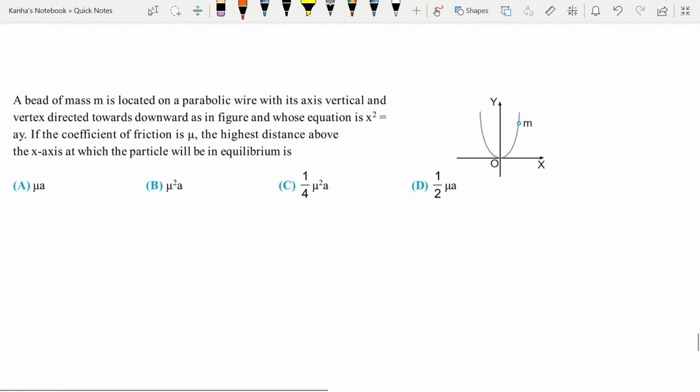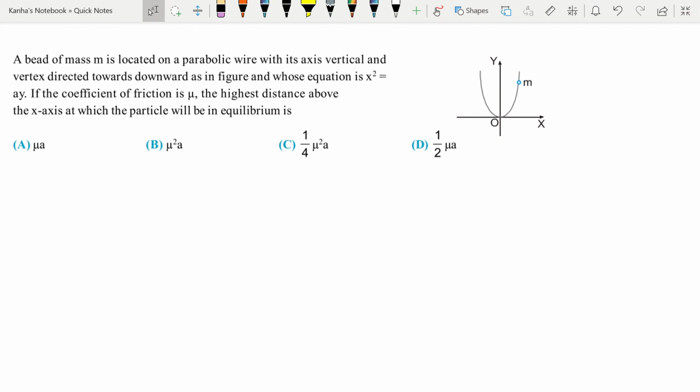Let's look at a final question from this chapter. A bead of mass m is located on a parabolic wire with its axis vertical and vertex directed downward as in the figure. And they have given you an equation x squared is equal to ay. Now, if the coefficient of friction is mu, find the highest distance above the x-axis at which the particle will be in equilibrium. If the particle is in equilibrium, the net force on it is zero.